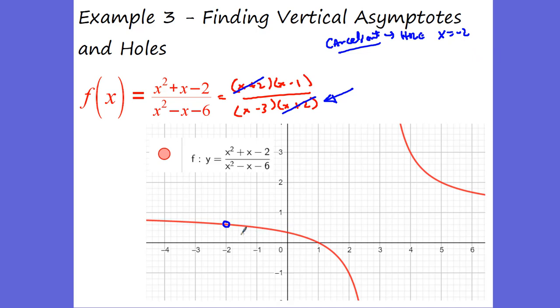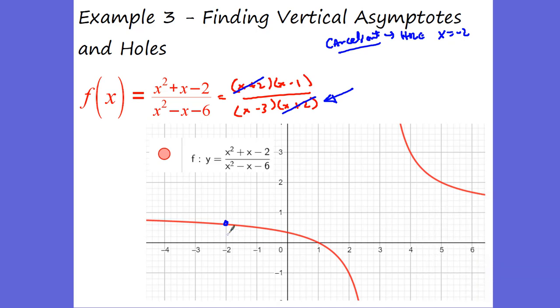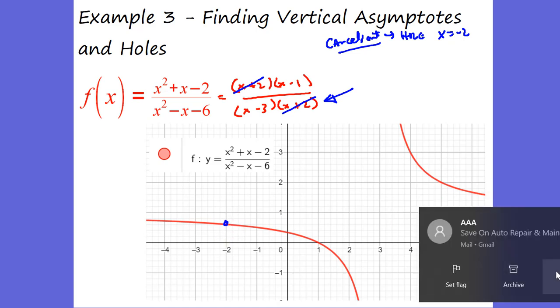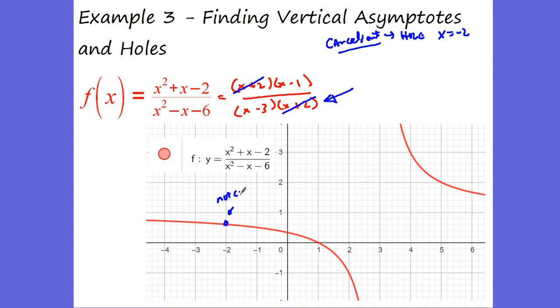Now you might say, Mr. Reed, how come on the graph it doesn't show a hole? It's because this hole is infinitesimally small, which means there is a hole right here at negative 2. There's a point there, okay? But it is an infinitesimally small hole. It is not continuous right here. There's a hole. So whatever cancels out, there's a hole.